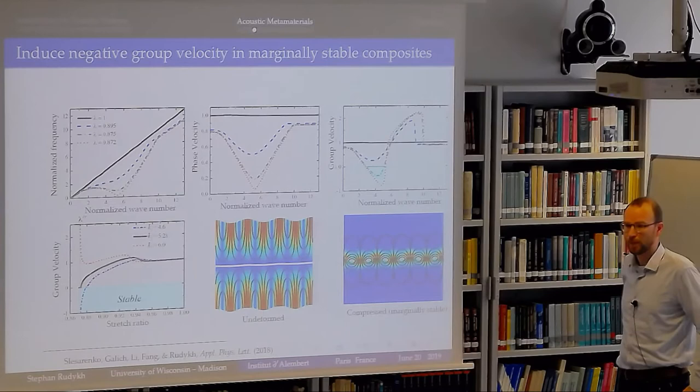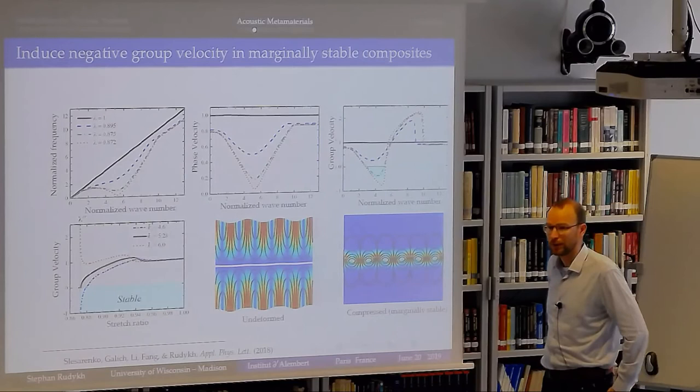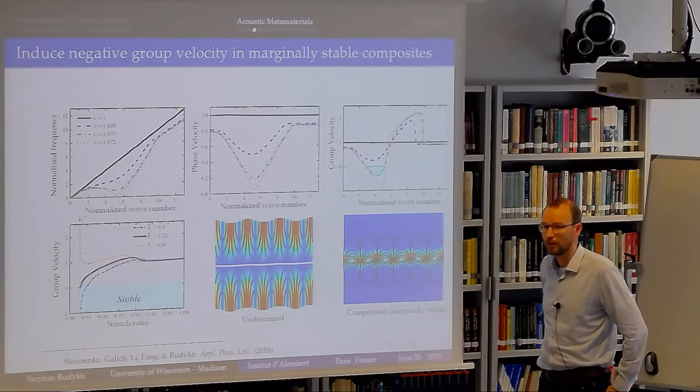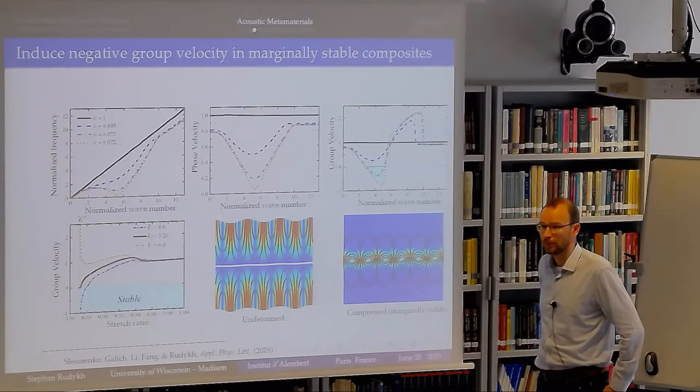Are you looking at the complex wave number, but also the effective density and the effective compressibility of your system? Do you see if this negative group velocity comes from negative bulk modulus or negative density?